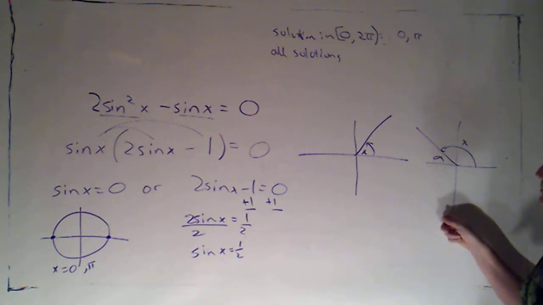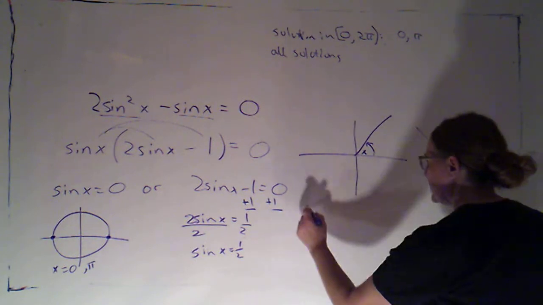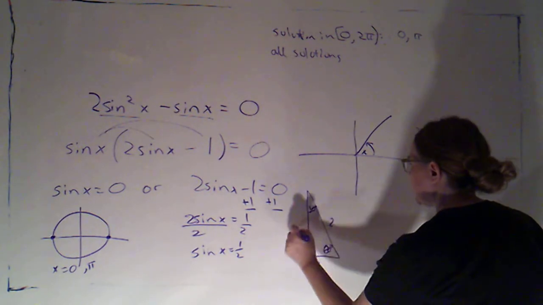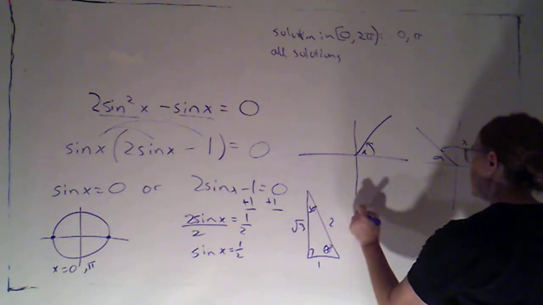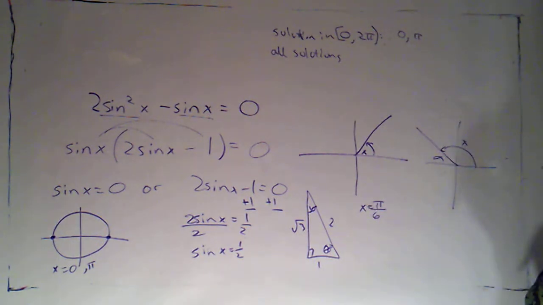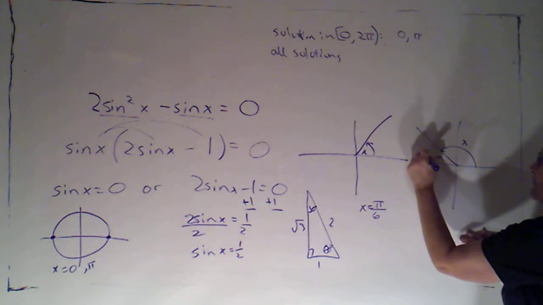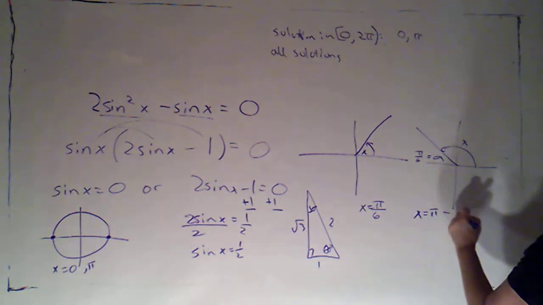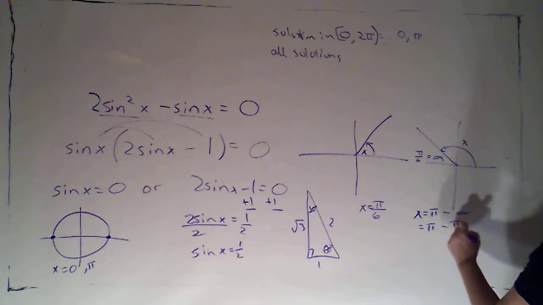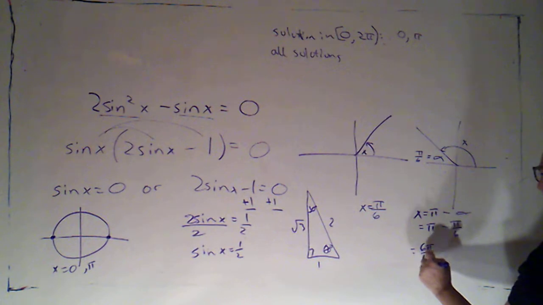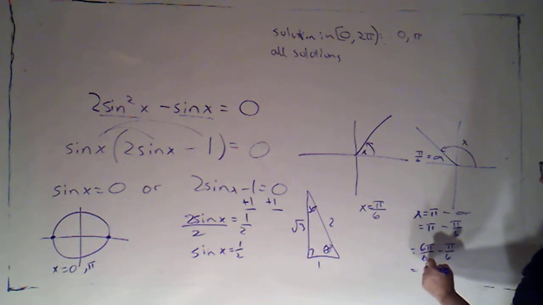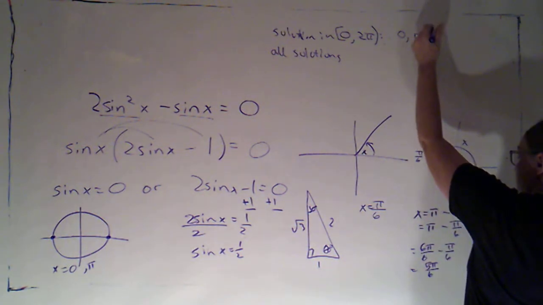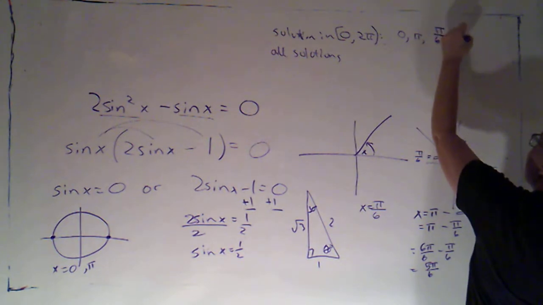Okay. So let's see. If I'm looking for the acute angle whose sine is 1/2, here's my 30, 60, 90, 1, 2, root 3. Looks like 30 degrees, which would be in radians pi over 6. That's going to mean that my reference angle here is pi over 6. So here, x is pi minus alpha. So that's pi minus pi over 6. That would be 6 pi over 6 minus pi over 6. That would be 5 pi over 6. Okay, so I get 2 more solutions, pi over 6 and 5 pi over 6.